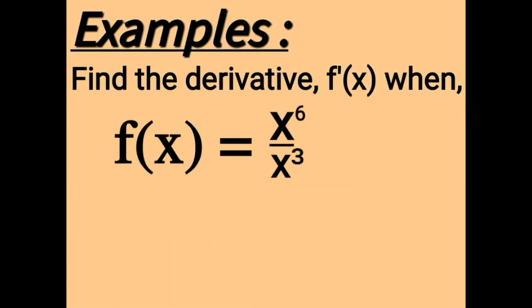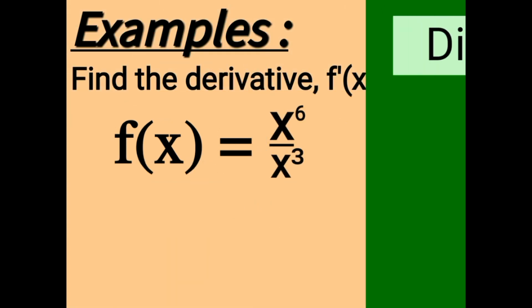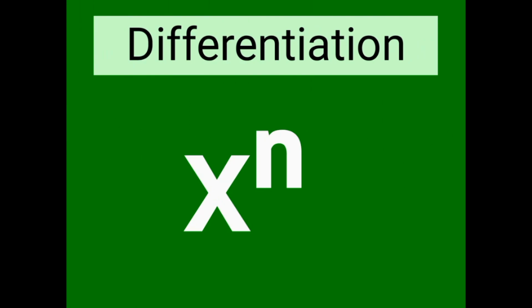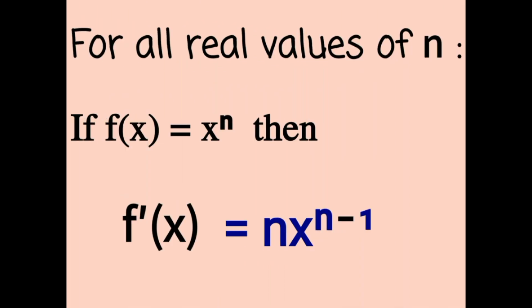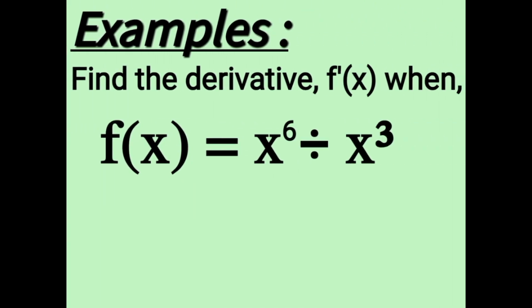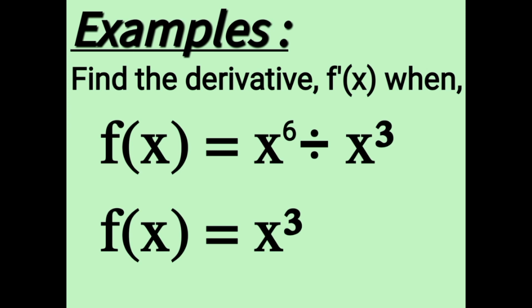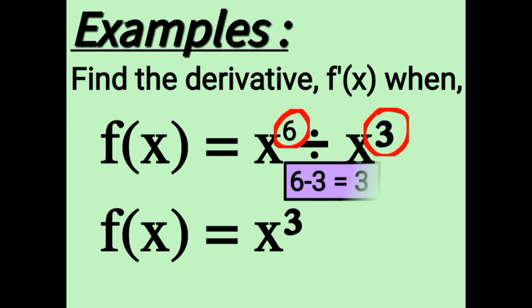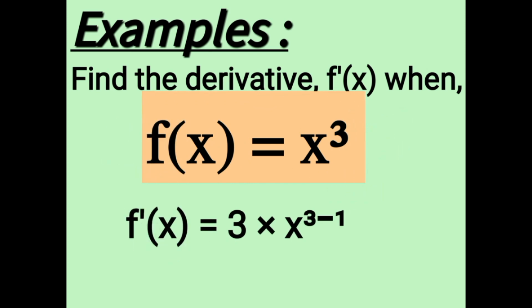f(x) equals x to the power 6 over x to the power 3. First we need to get this in the form x to the power n before using the rule. So, f(x) equals x to the power 6 divided by x to the power 3. Then, using the laws of indices, f(x) equals x to the power 3, as we subtracted the powers, 6 minus 3 equals 3. Then, f dash x equals 3 times x to the power 3 minus 1, equals 3 times x to the power 2, equals 3x to the power 2.